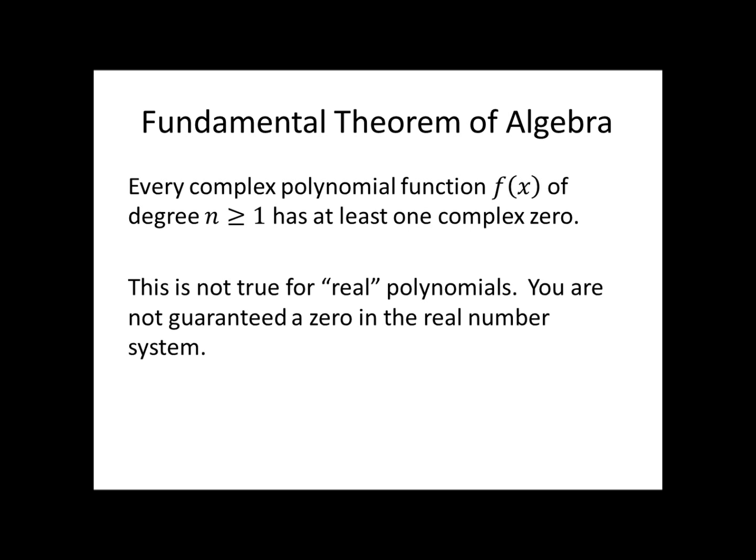Well, we're not guaranteed a zero with real polynomials. If I asked you what are the zeros of a lot of quadratics, they don't have zeros because that quadratic doesn't go through the x-axis. But if we look at it as a complex polynomial, we are guaranteed to have some zeros. They just might be complex numbers.